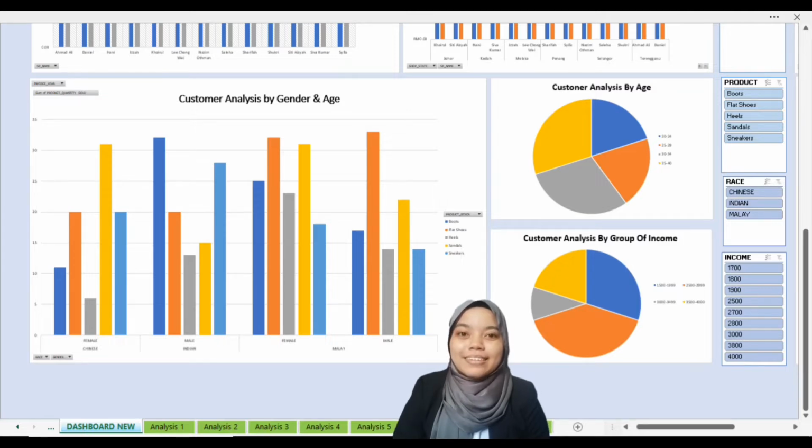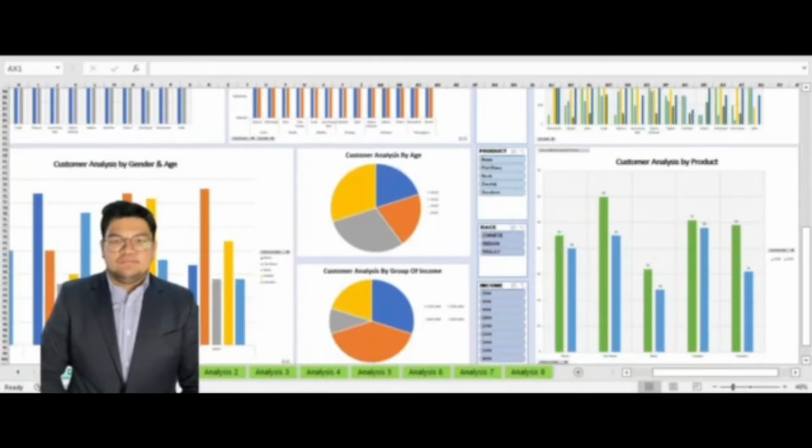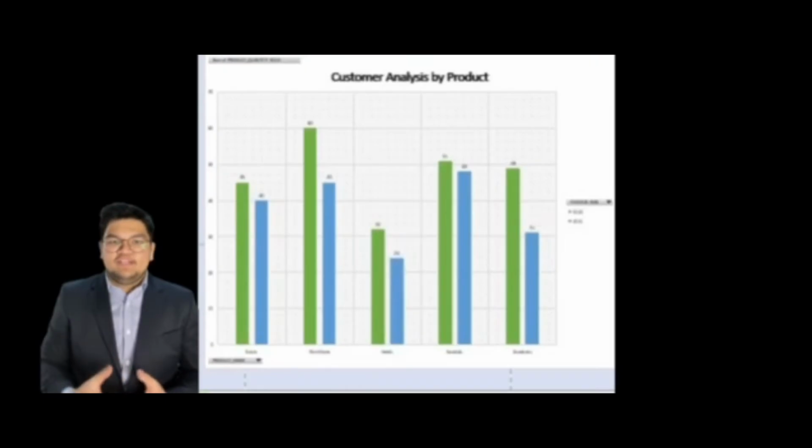Third, the customer analysis by group of income recorded that people with income between 1,500 ringgit and 2,999 ringgit would choose to buy from All About Fit because the selling price of our products is affordable and the shoes have high durability materials.